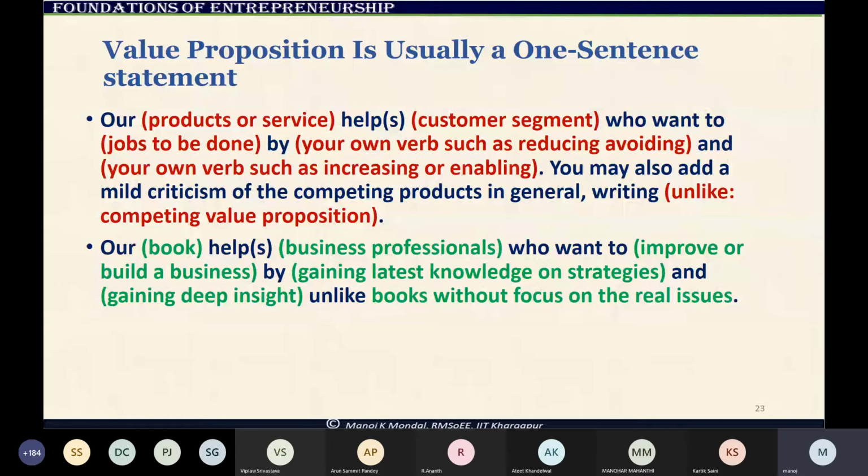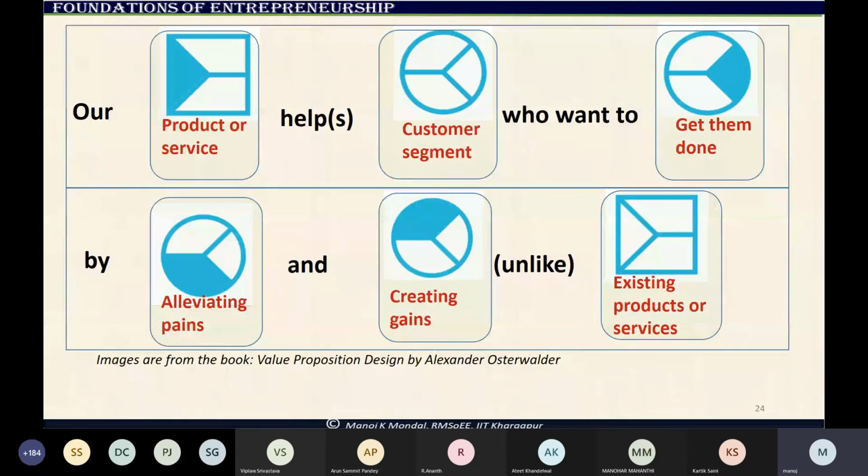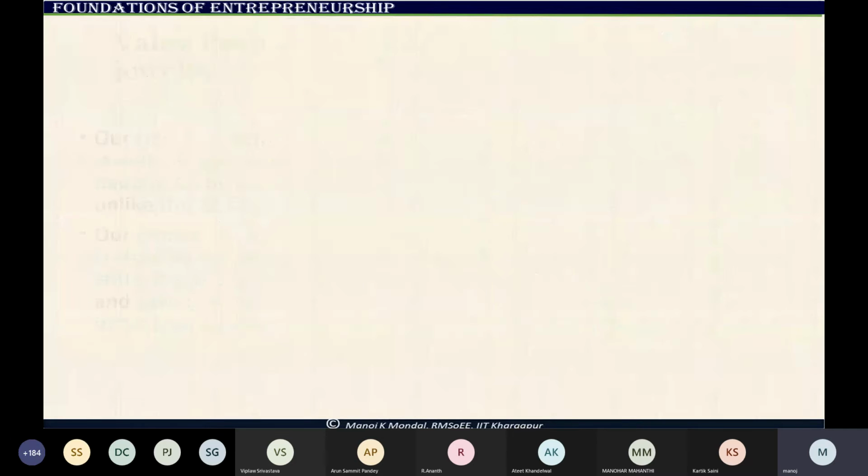So the full statement is like this. Our book, meaning the book that Osterwalder wrote, our book helps business professionals who want to improve and or build a business by gaining latest knowledge or strategies and gaining deep insight, unlike books without focus on the real issue. This is the value proposition that Alexander Osterwalder mentioned in his book, just to drive home the point. This is things placed in a graphical manner.